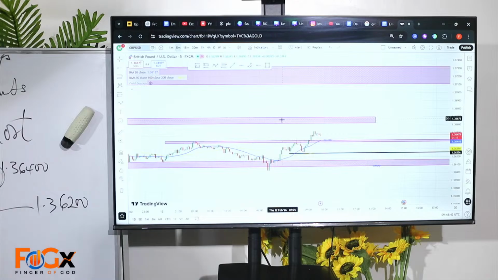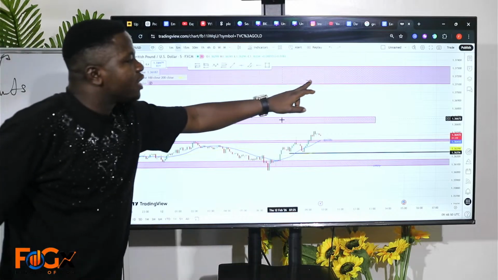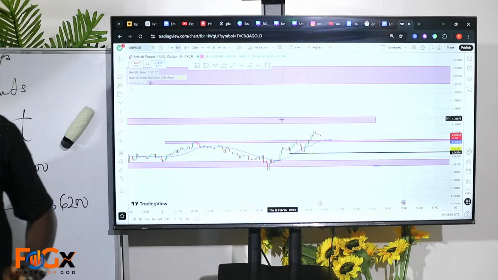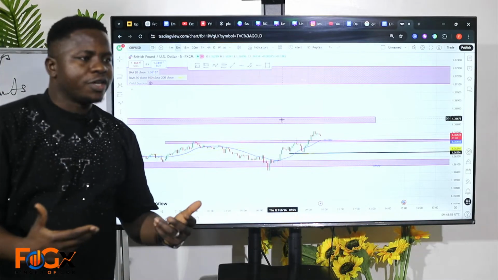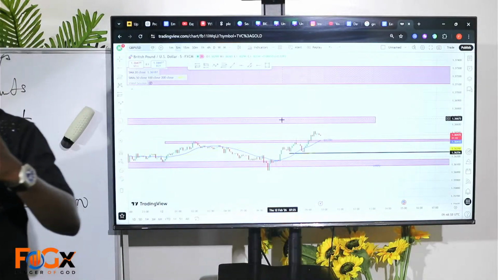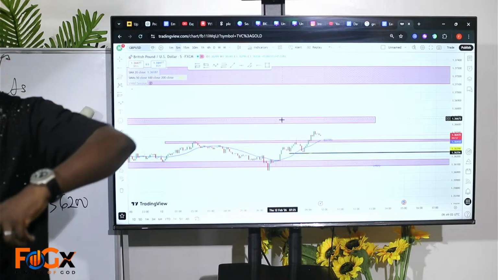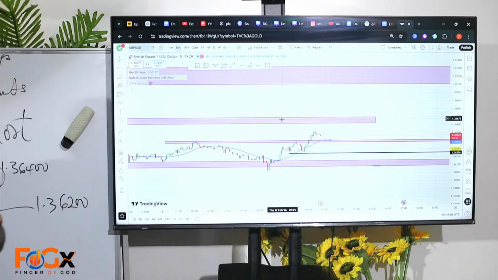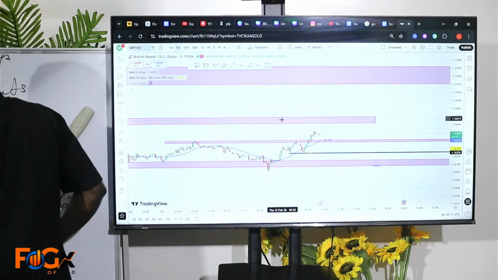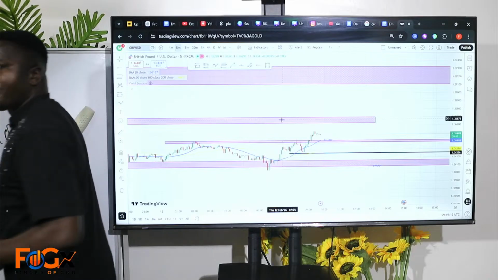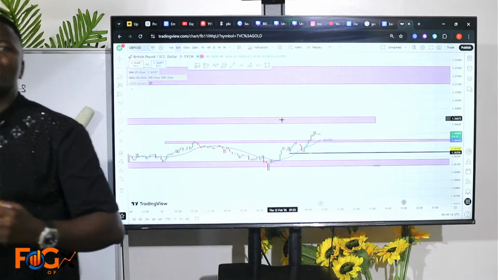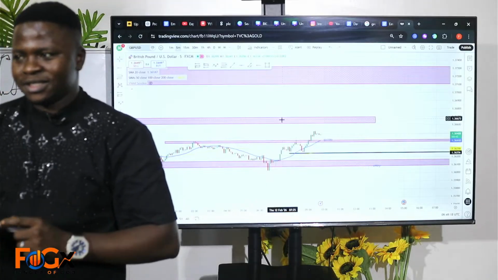Which lot size did you use? 0.01. Okay, do another one. The same place, but this time around the TP will be 1.37100. Place it. It's a pending order. It's not going to activate until price comes there. The moment price comes there, it will open by itself. Do we understand? They call it pending order. So when price comes there, is when it will open and start running.